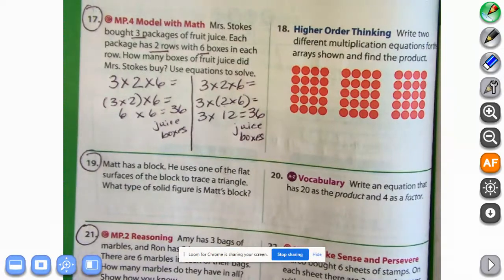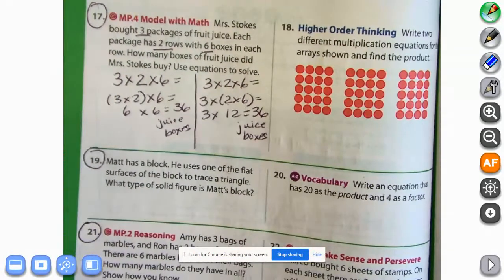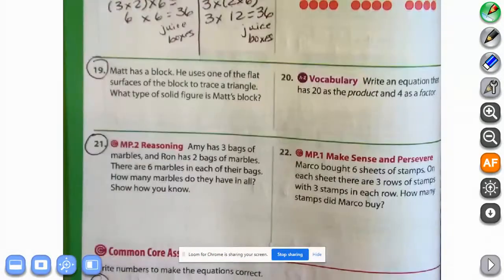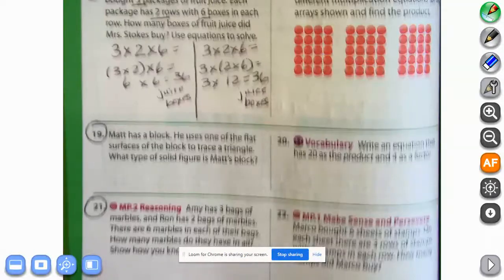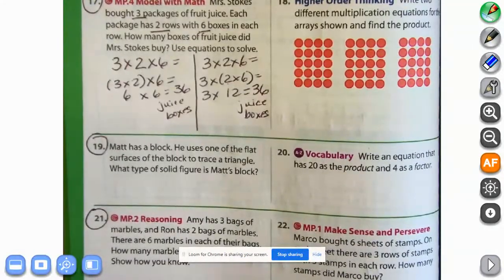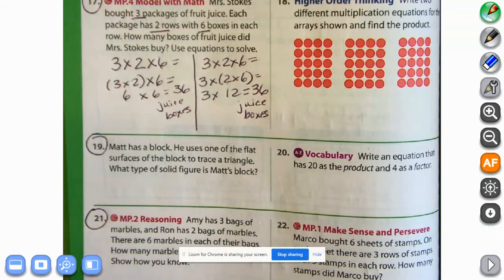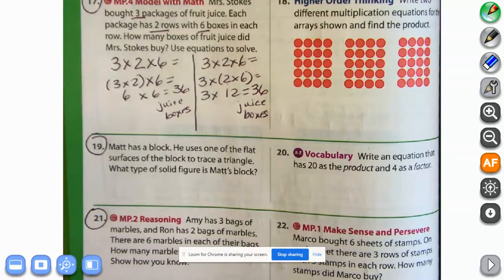Okay. Let's go to number 19. Oh, let me hold on to that in case you need to pause it. If you need to pause it, go ahead and do that and then come right back when we'll do number 19 together. All right, number 19 says, Matt has a block. He uses one of the flat surfaces of the block to trace a triangle. What type of solid figure is Matt's block?